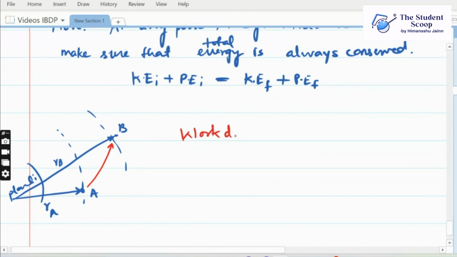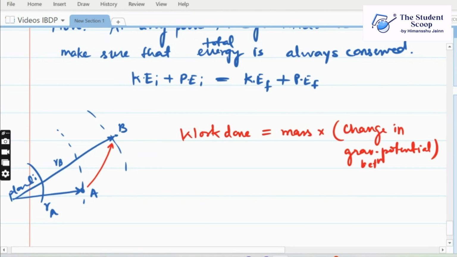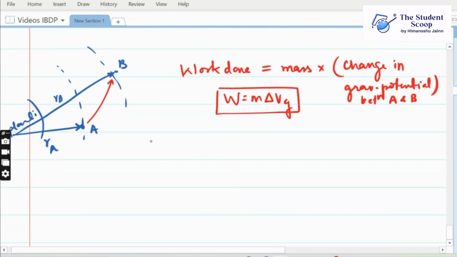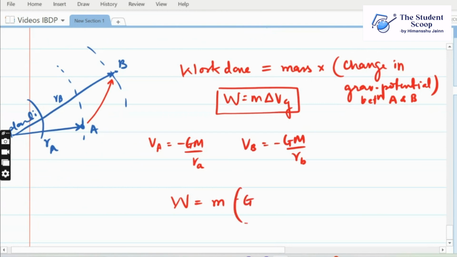We need to understand that the work done in moving a mass is the mass times the change in gravitational potential between 2 points. So here we can write W is equal to M delta Vg. I can calculate the potential at A as minus GM over Ra, and Vb as minus GM over Rb. So the work done would be M times the difference, minus GM over Rb minus minus GM over Ra, and we can rearrange the terms to get this.